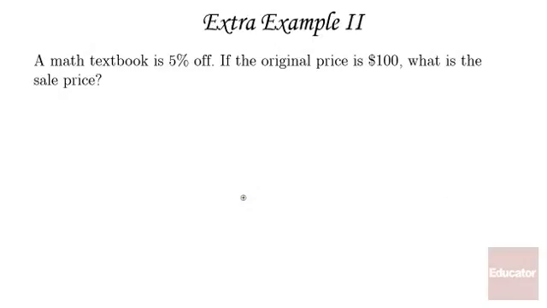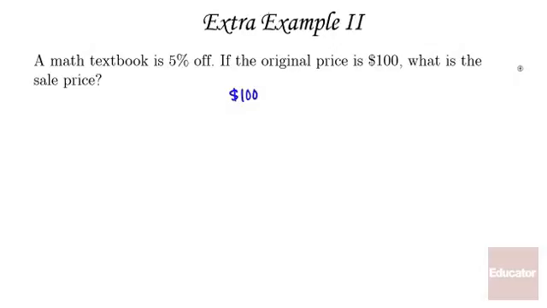The next example, a math textbook is 5% off. If the original price is $100, what is the sale price? Okay, the textbook originally cost $100. So, $100. To find the discount, because they're asking for the new price, right? The sale price is the new price. After you take away how much you're saving, that's going to be the new price.